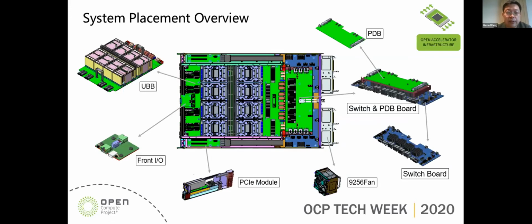This is our system placement overview. The whole design is modular, so you can very conveniently change each component. In the middle is what we call the UBB, and on each side is our PCIe module. In the front is the front IO, where we can provide a dedicated management port for your remote management.